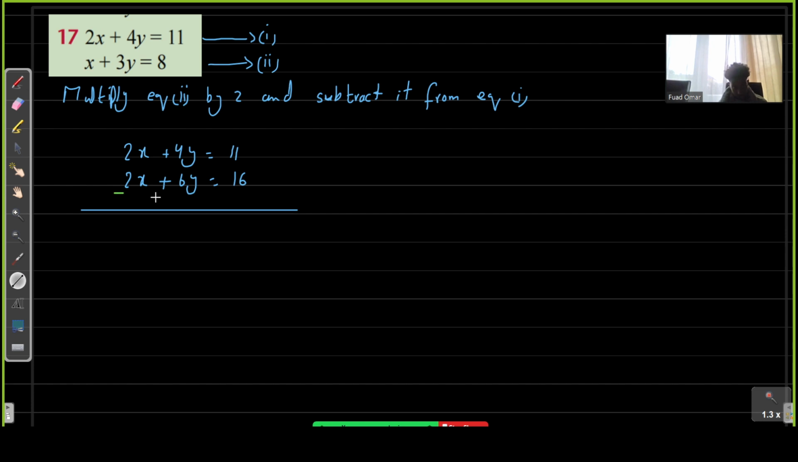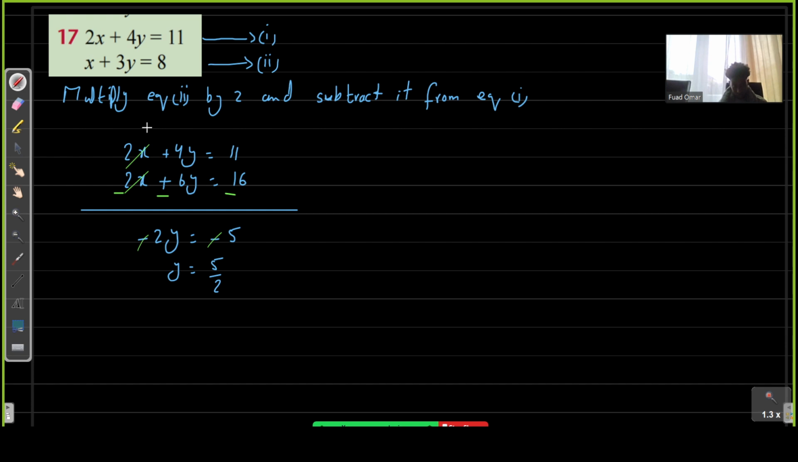By subtracting, we need to change the signs here, so it will become minus and then minus. So 2x will be cancelled out from minus 2x, and here we get 4 minus 6, minus 2y, and 11 minus 16 is minus 5. The minus will be cancelled out from both sides. So y will be equal to 5 by 2.